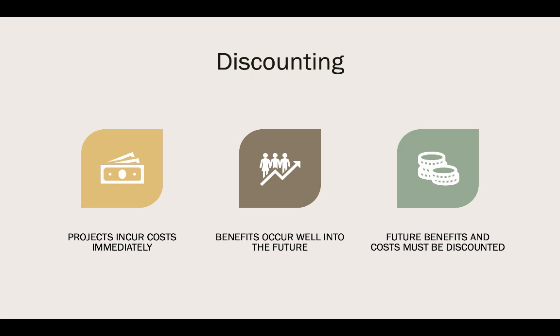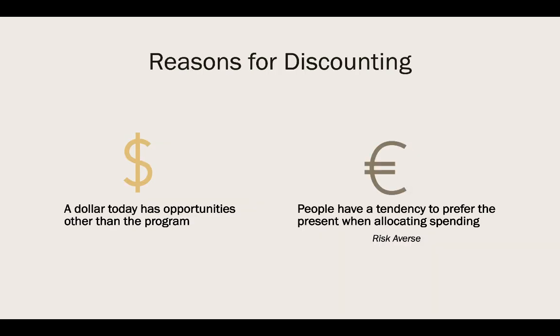So what we do through discounting is take our current dollars that we are spending and compare them to future dollars that we are benefiting from. Why would we do this? Well, think about it. A dollar today has a different value than a dollar tomorrow. So I can take a dollar today and buy a candy bar, or I can take a dollar today and invest it, and in 5 years I have extra money from that investment. So comparing a dollar today to a dollar 5 years from now, it's going to be very different.